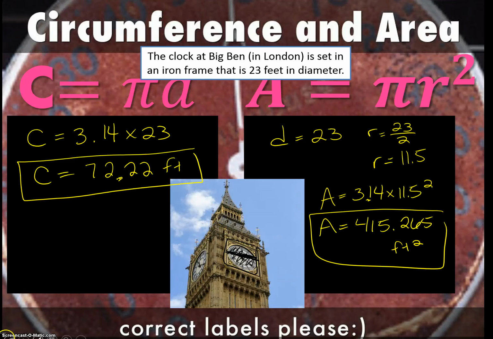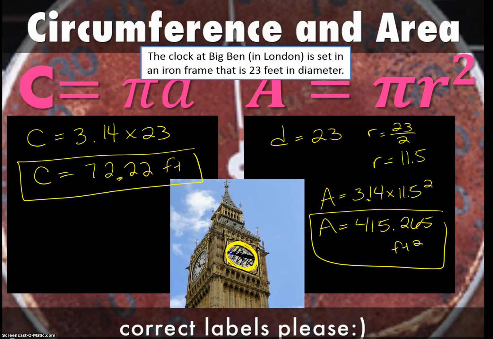Thank you. All right, ladies and gentlemen, welcome back. Your circumference was 72.22 feet. It's not squared because it's just a distance around. So the Big Ben clock has a circumference of 72.22 feet. That's all the way around.